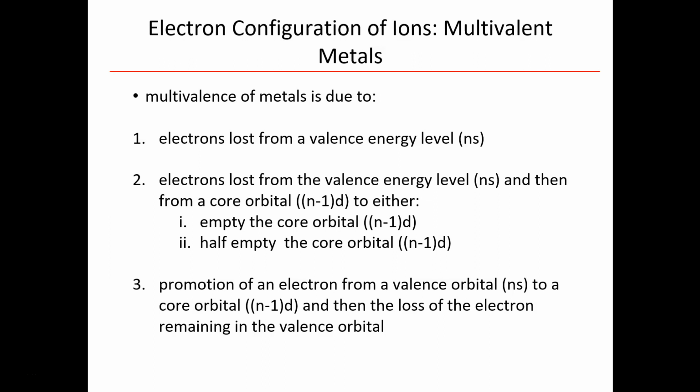So for example, chromium 6+, it's 6+ because I lost the 2 in the valence s orbital, and then I lose the 4 that are in the d orbital, and it empties the d orbital. The third and final way in which we get multivalence is that I would promote a valence s electron to fill a core d, and then I lose the electron that remains behind.